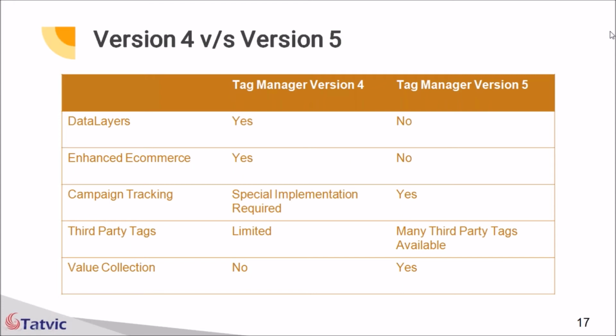One thing you can do is leverage both of the containers and take advantage of both. Like if I'm an e-commerce company and I want to track my enhanced e-commerce data into Google Analytics, then I'll use my version 4 container only for e-commerce tags. And for other tags like the open screen tag or other events, I'll use my version 5 container, in which I'll get the campaign tracking benefit, as well as many third-party tags. And I'll also get an out-of-the-box variable, which is value collection.